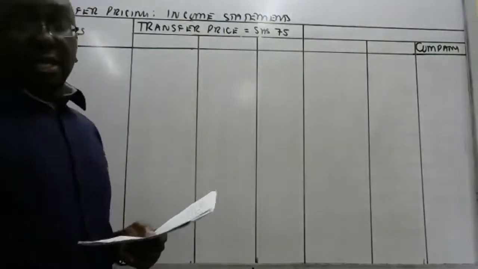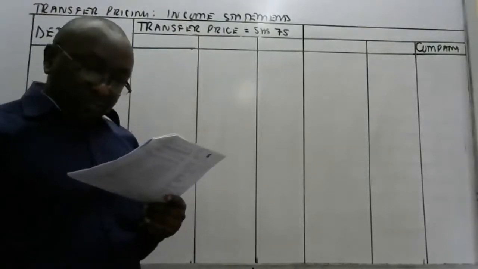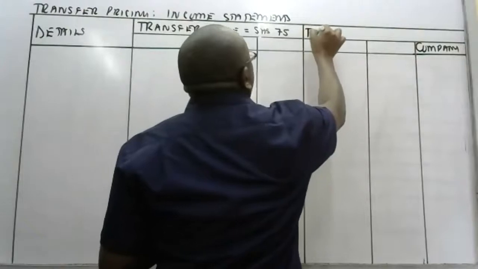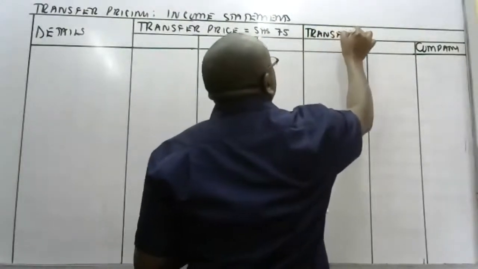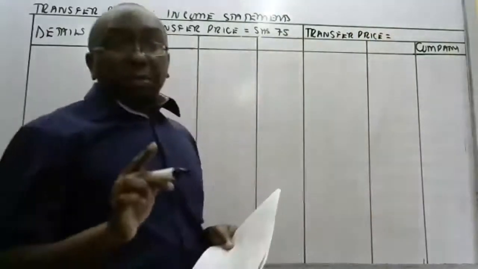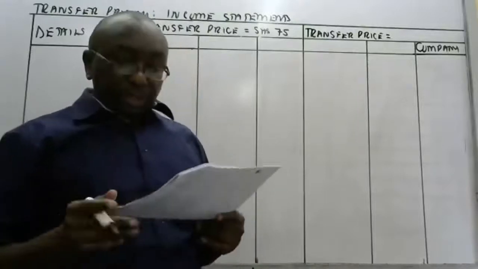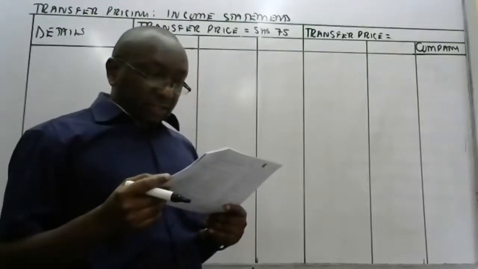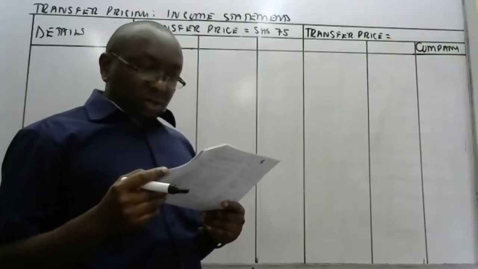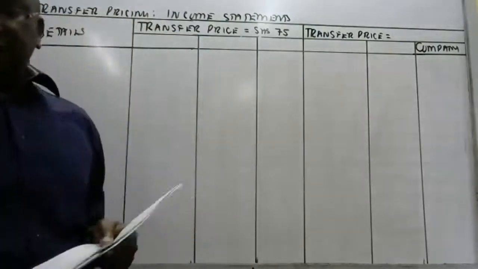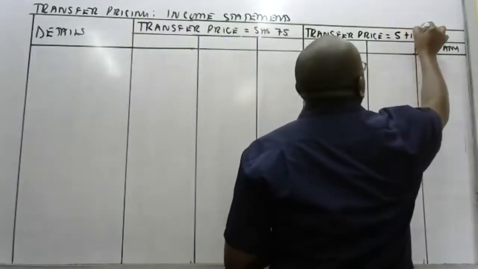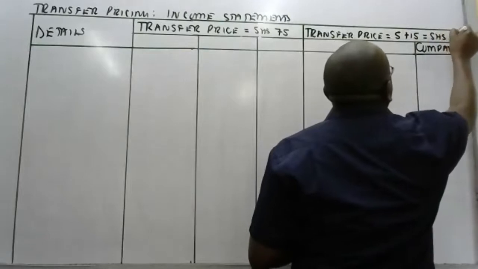Then for part B, you are told to charge the transfer price for optimum profit. The most optimal transfer price is the marginal cost. So if you look at division B, which is the supplier, the marginal cost is 5 and 15. So the transfer price will be 5 plus 15, that is shillings 20.